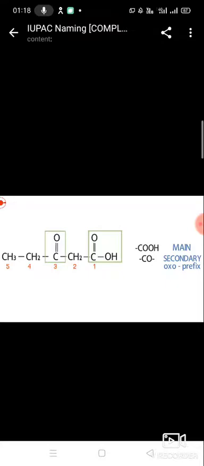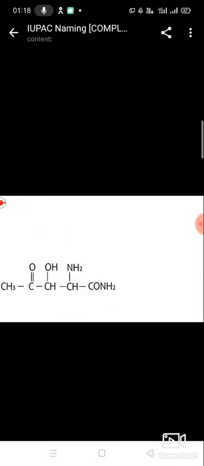So it's a main, secondary, oxo prefix. COOH is present, CO is present. So CO is present in the third carbon atom. 3-oxo-pentanoic acid.